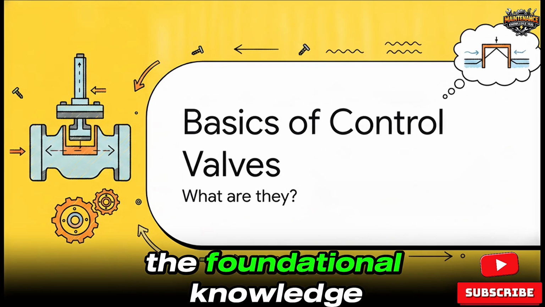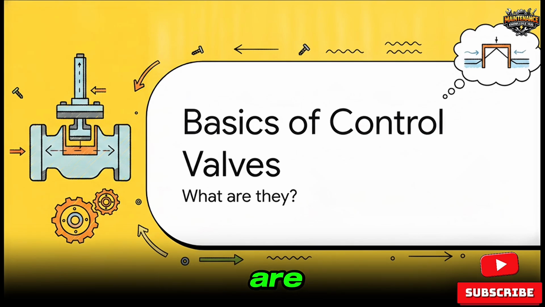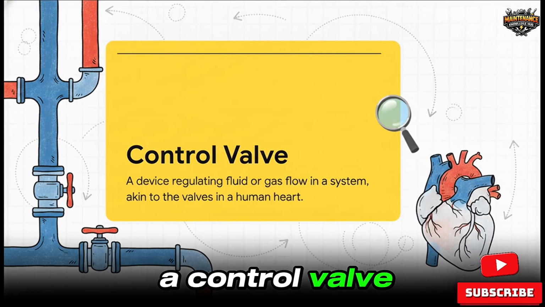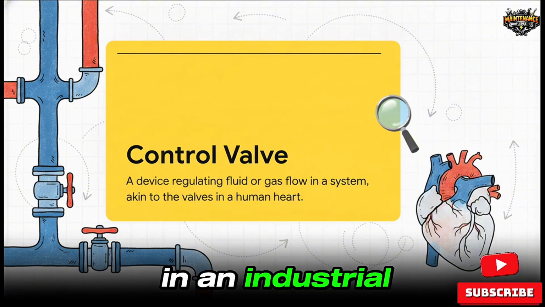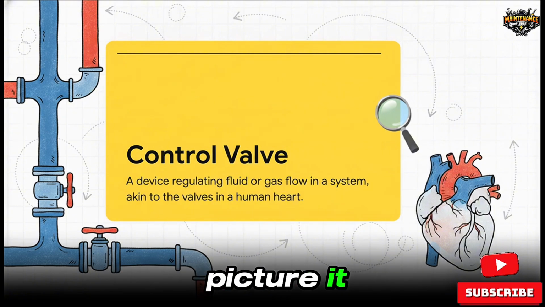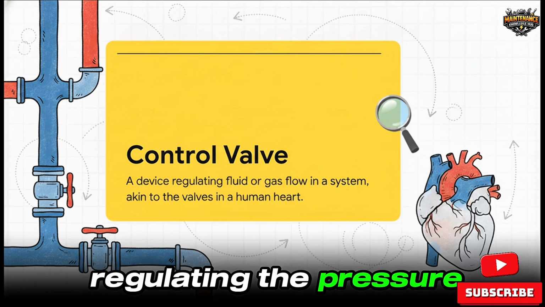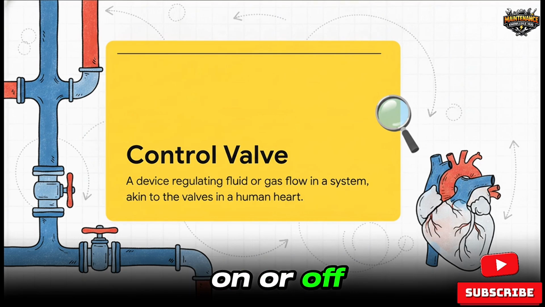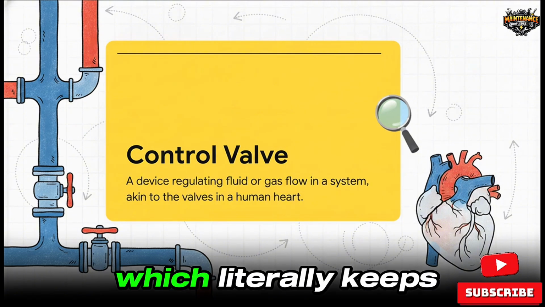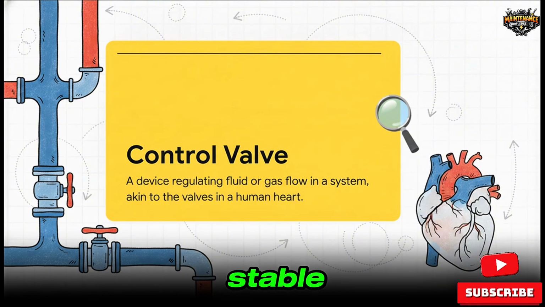Let's lay down the foundational knowledge here and see what these things actually are. At its core, a control valve is the primary final control element in an industrial process loop. But to really picture it, think of it exactly like the valves in your own heart. If the fluid or gas is the blood, and the piping is the veins, the control valve is the heart, regulating the pressure. Instead of just flipping a switch on or off, it continuously modulates. It reacts to signals from a control system to throttle that flow, maintaining incredibly precise set points for pressure, temperature, or level, which literally keeps the entire process stable and alive.